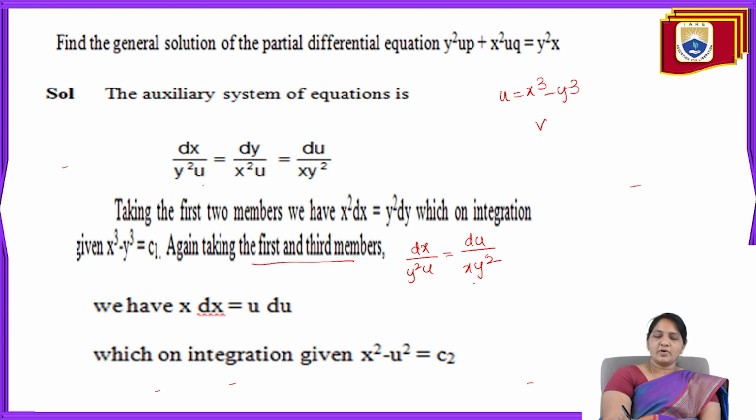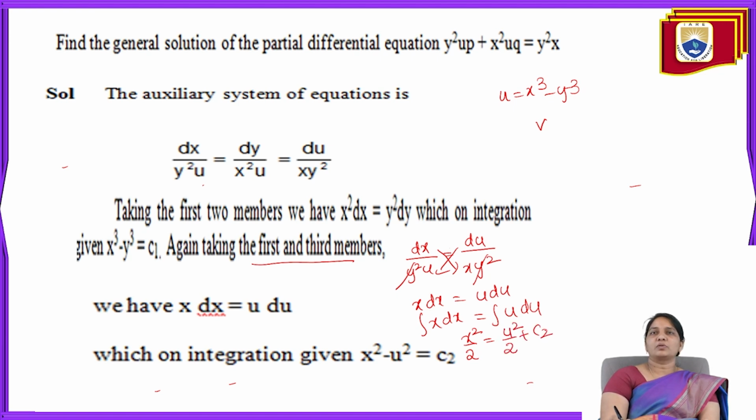So here y square will be cancelled. I am doing the cross multiplication here: x dx equal to u du. So integral x dx equal to integral u du. The integral of x is x square by 2 equal to u square by 2 plus some constant c2. So you can write x square by 2 minus u square by 2 equal to constant.